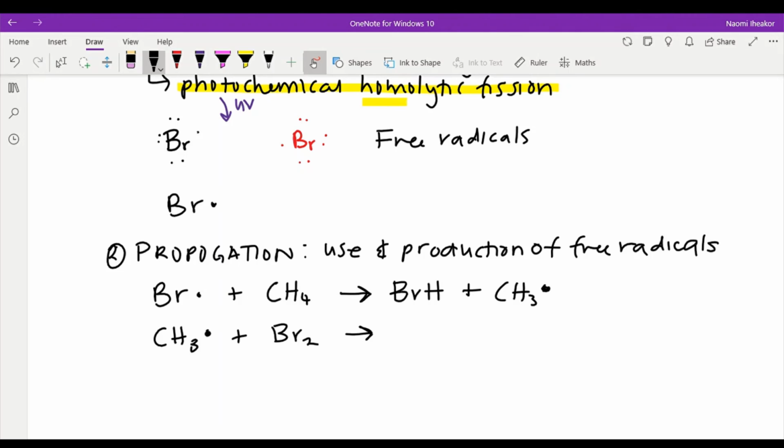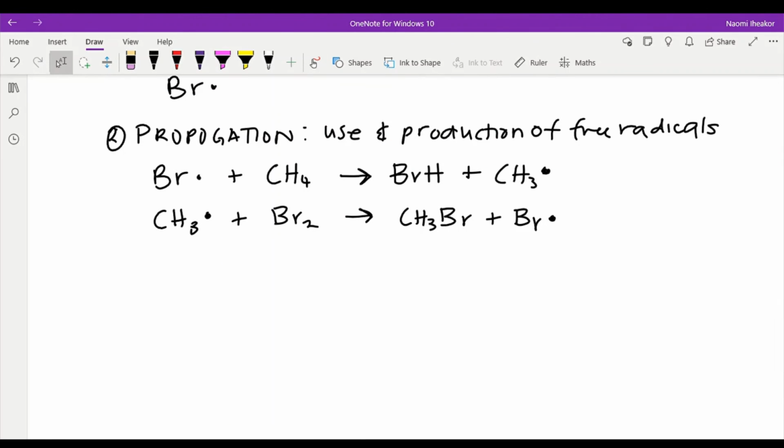Now this free radical is going to snatch one of the bromines and take the electrons, and so it's going to be CH3Br. This is no longer a free radical because it's taken the electrons from bromine, but in splitting up this bromine, it's created a new bromine free radical. And so we can see that propagation is the use and production of free radicals. Like we've already mentioned, this can, in theory, go on forever. This can also be terminated though, and that leads us to our next phase, the termination phase.